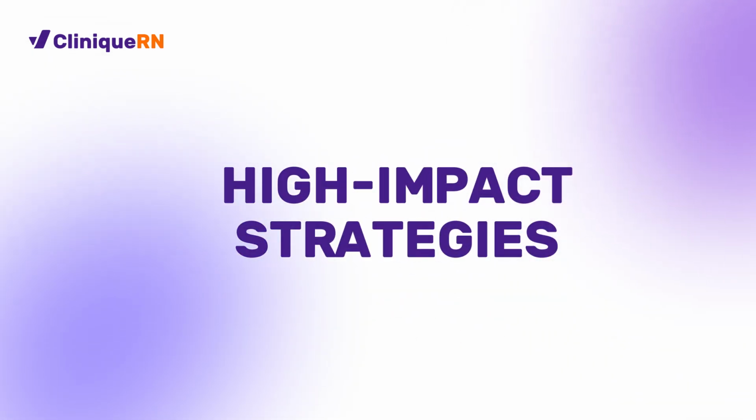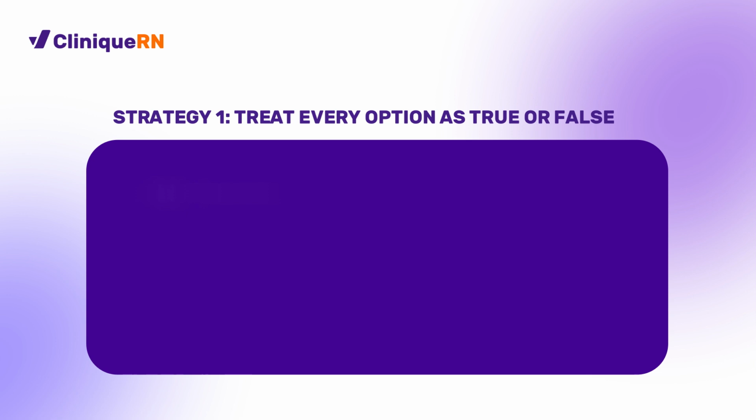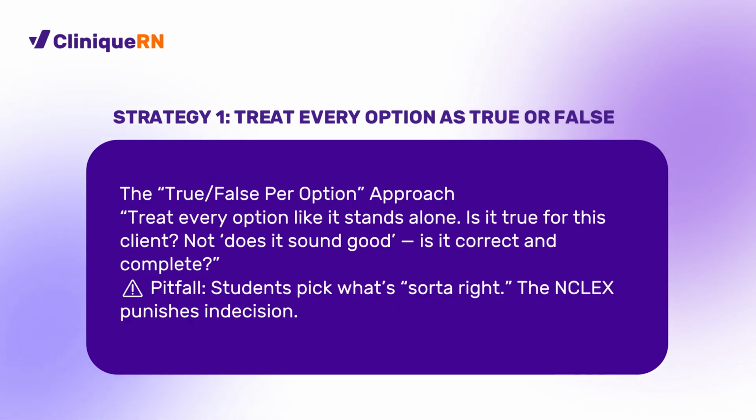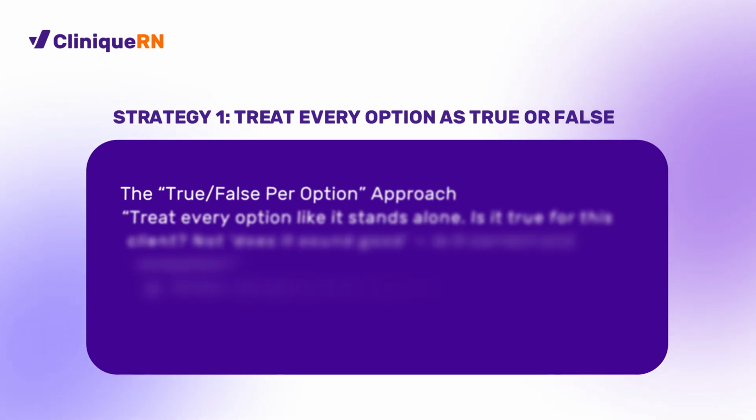If you want to get better at SATA, start using these high-impact techniques. First strategy. Treat every option as true or false. Read each one like it stands alone. Ask, is this true for this client? Not, does it sound familiar? But is it clinically correct and complete? The trap here? Choosing answers that feel sorta right. The NCLEX isn't forgiving with half-right thinking.